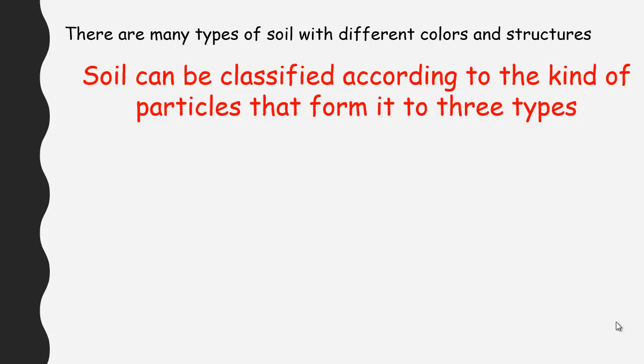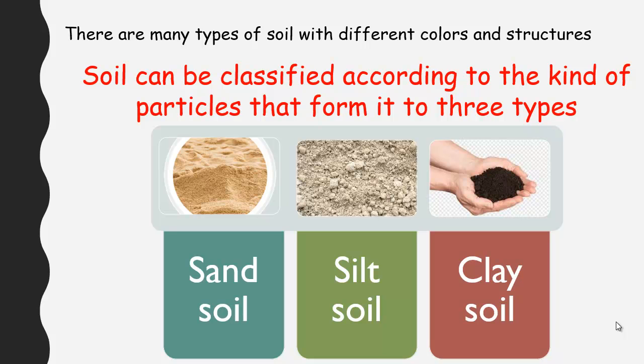There are many types of soil with different colors and structure. Soil can be classified. We will classify the soil according to the kind of particles in this lesson. We will classify soil according to the kind of particles that form it to three types: sand soil, silt soil, and clay soil. Sand, silt, and clay.